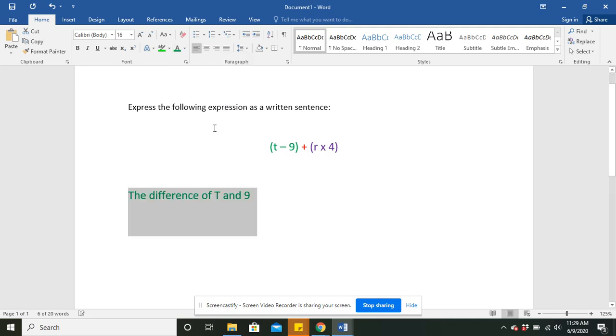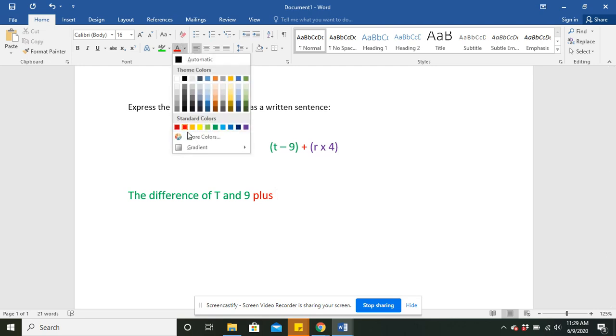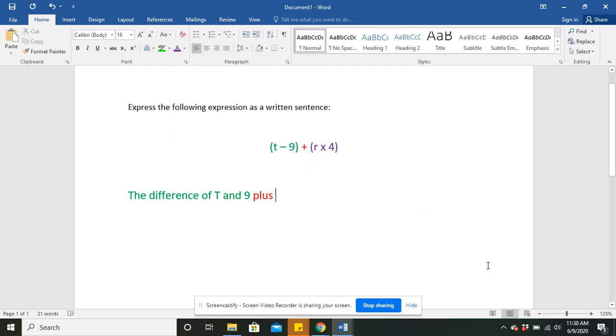Now, the next part of the expression is the action or the operation that you'll see in red. And I think it's simplest to just write that as an action. So I'm now just going to say plus. The last part is to show R times 4 as a group. So instead of saying plus R times 4, I'm going to say plus the product of R and 4.